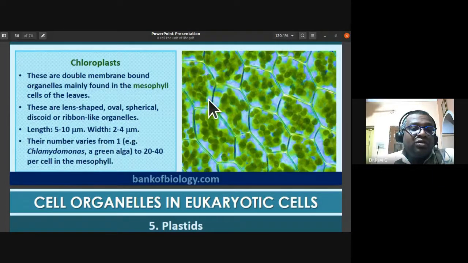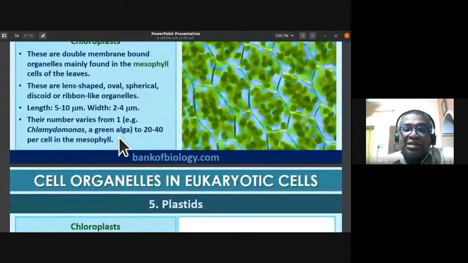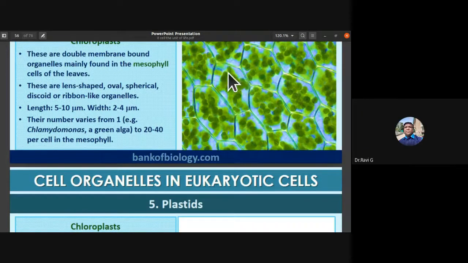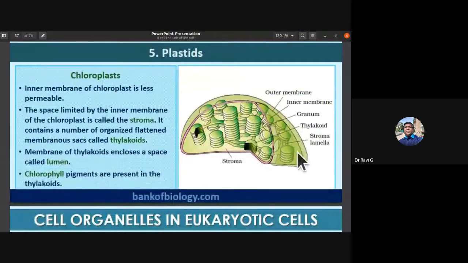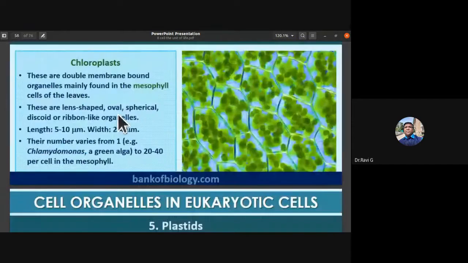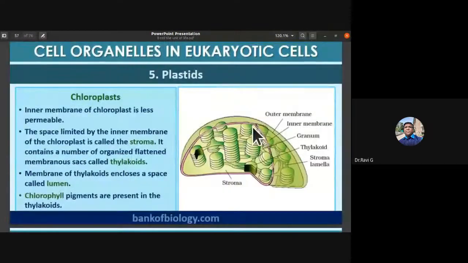The number of chloroplasts varies from 1. For example, in Chlamydomonas, the chloroplast is just 1 in number, to 20 to 40 chloroplasts per cell in the mesophyll. See, with such a small diameter, they have 20 to 40 chloroplasts in the mesophyll cell. Now, I already told you that it almost looks like an American rugby football. Okay, so it looks like a rugby ball. Anyway, the chloroplasts are lens-shaped or oval-shaped structures.